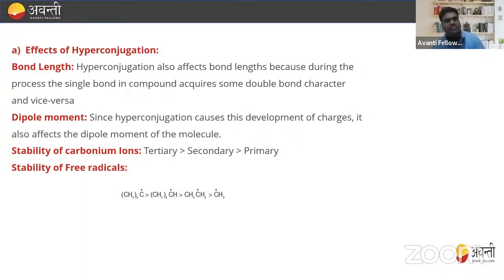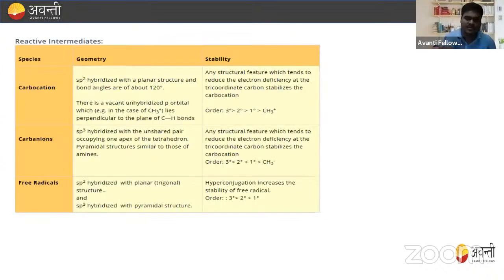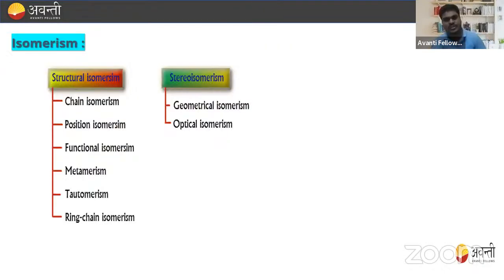So what is the effect? Hyperconjugation also affects the bond length, because during the process a single bond in the compound acquires some double bond character and vice versa. Since hyperconjugation causes the development of charges, it also affects the dipole moment of the molecule. As for stability, the order follows tertiary, secondary, and primary. Now, a carbocation has sp2 hybridization, a carbanion has sp3 hybridization, and a free radical also has sp2 hybridization. The order is 3 to 1, and here 3 to 1 again, but for the carbanion the order must be 1 to 3.